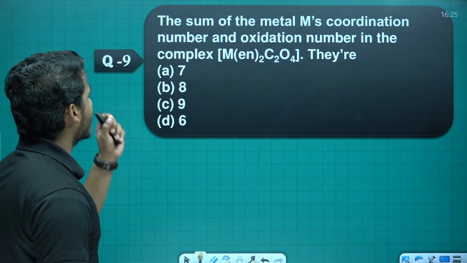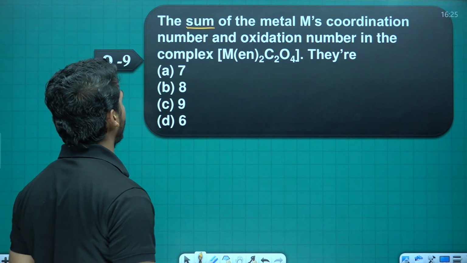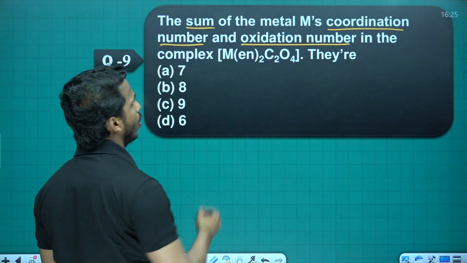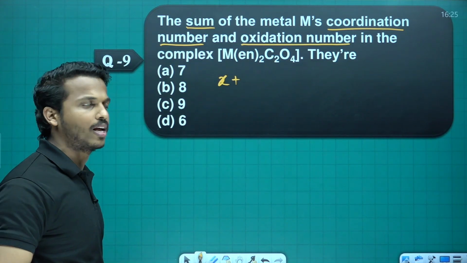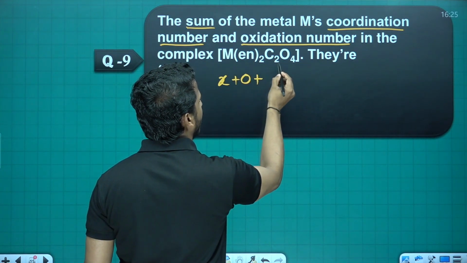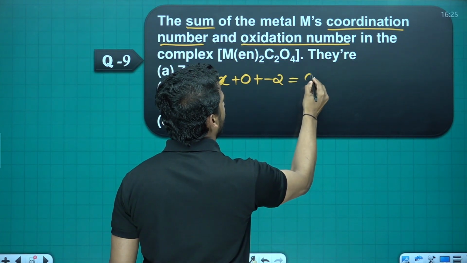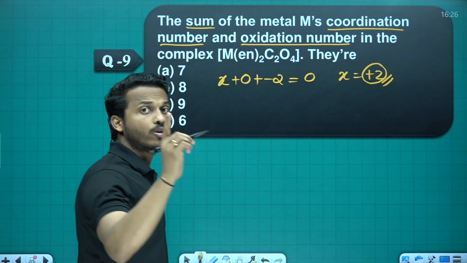Next one, what is the sum of the coordination number and oxidation number of this metal? See, this is the metal. Let us calculate the oxidation state. Let me calculate first. Metal X, en, charge is 0, neutral ligand. C2O4, 1 oxalate charge is -2. Overall 0. So X is equal to +2. So 2 is the oxidation state.